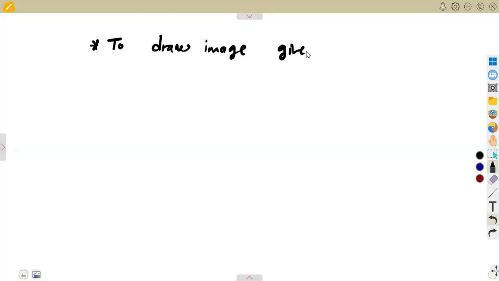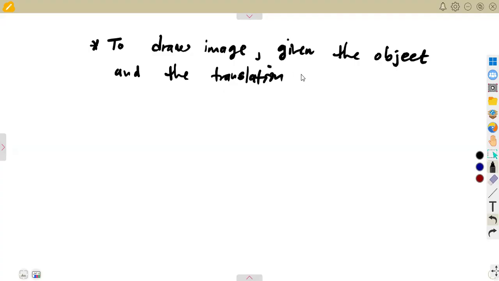So there we're going to draw the image given the object. You will be given the object and the translation vector, which is our TV. So the question is, how is this possible that I'm given a triangle? Let us consider this situation: given triangle ABC with the vertices.